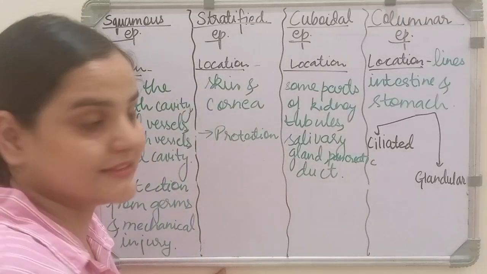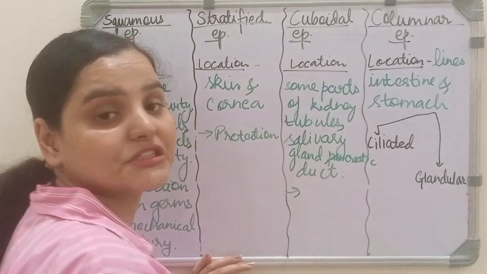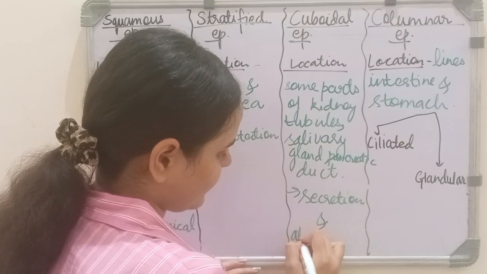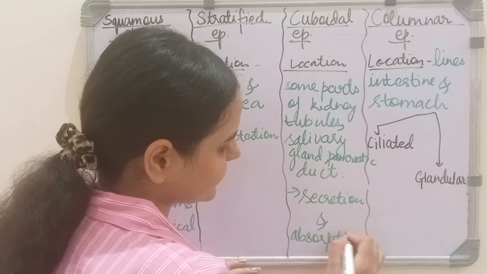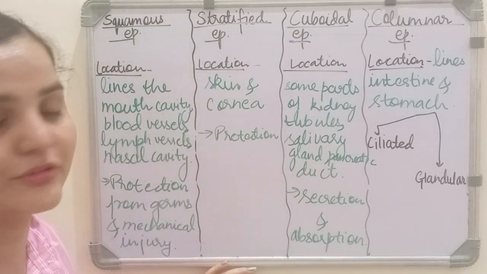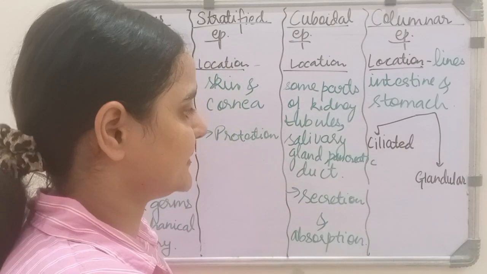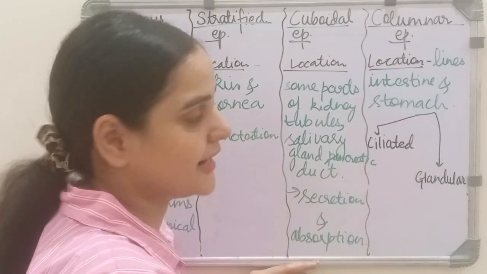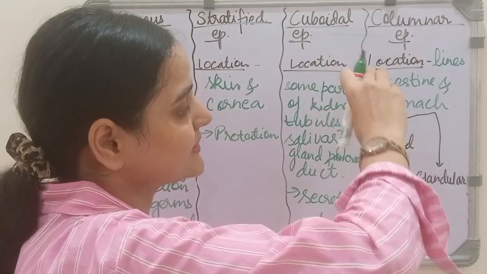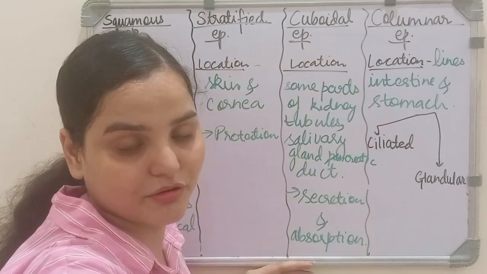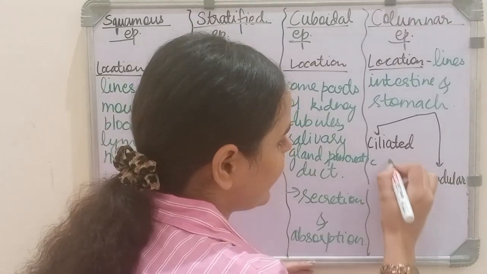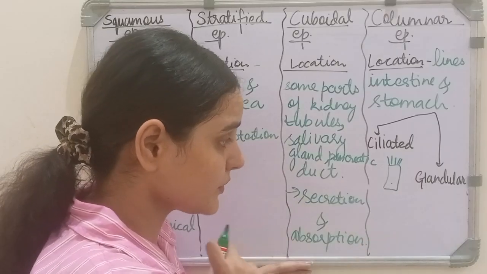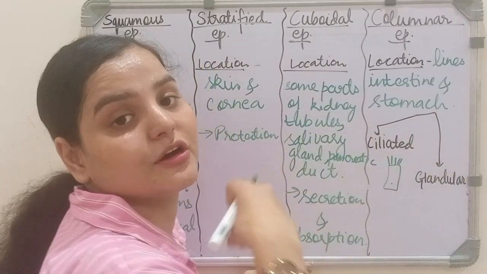Now cuboidal epithelium, they have the function of secretion and absorption. They secrete certain chemicals, okay, and they also help in absorption. Now columnar epithelium. In columnar epithelium we studied that it is of two kinds, ciliated and glandular. Ciliated columnar epithelium has cilia present on its surface like this, and because of the presence of these cilia, which are finger-like projections, it helps to trap the germ particles.